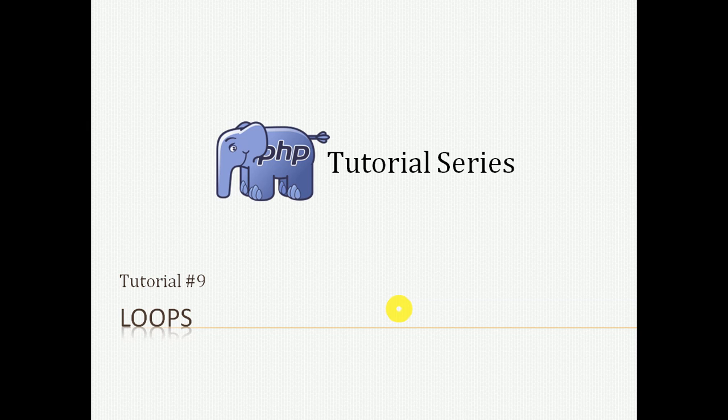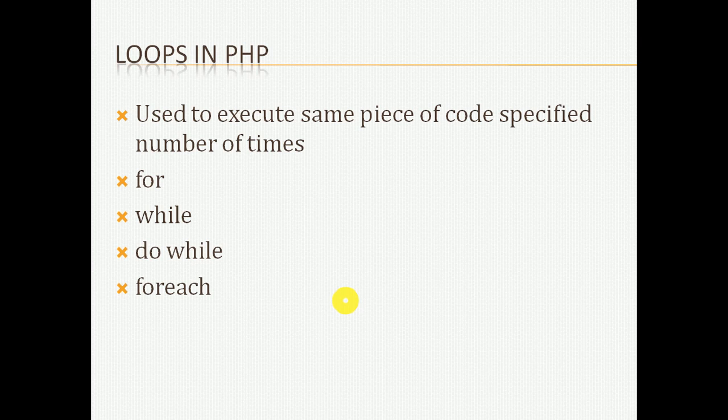In this video, we are going to discuss loops in PHP. Okay, so what are loops? Loops are used to execute the same piece of code a specified number of times. What are the types of loops that we have in PHP? We have for loop, while loop, do while loop and foreach loop.